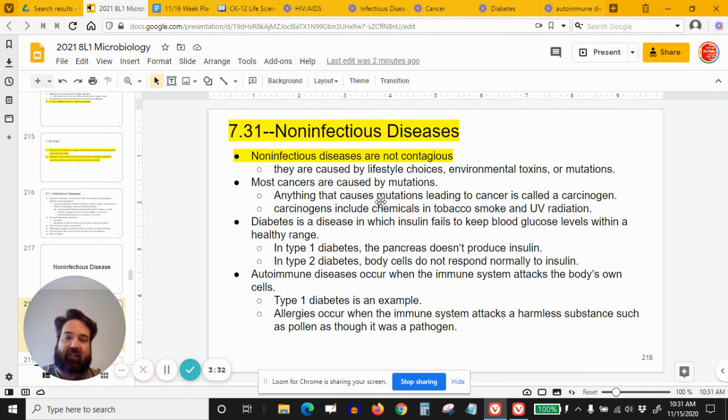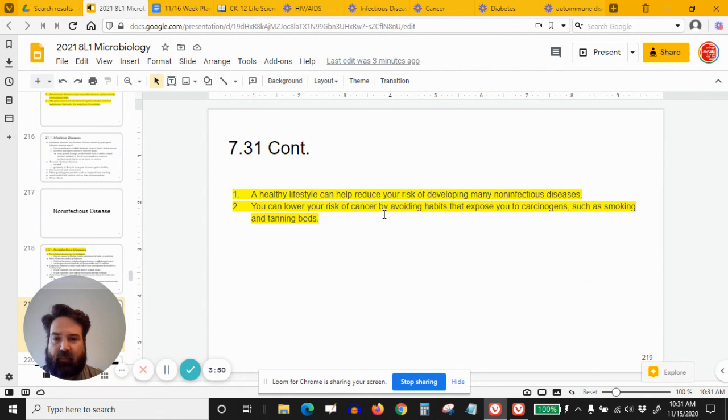So these are all non-contagious. They're not going to spread. If you hug your grandma who has diabetes, you're not going to get diabetes. If you go to the hospital and hug somebody with cancer, you're not going to get cancer. So they're non-infectious, non-contagious.